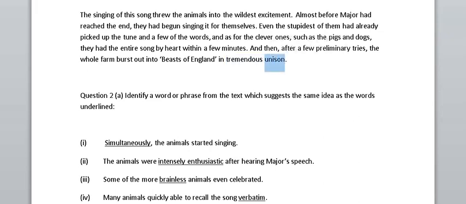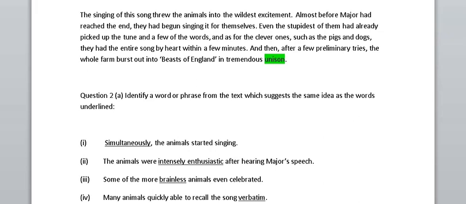Now, hopefully, unison was the word you were thinking of. So I'm just going to highlight unison. I'm not going to type it here. I'm just going to highlight it in the extract. Unison carries the same meaning or suggested idea as the adverb simultaneously.